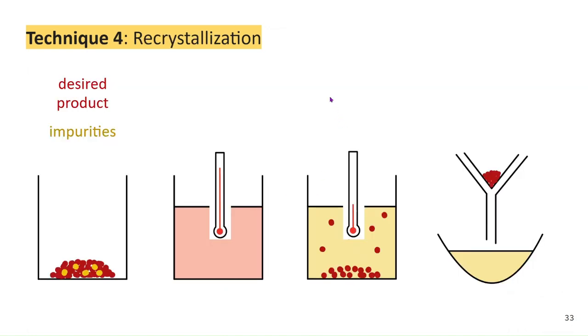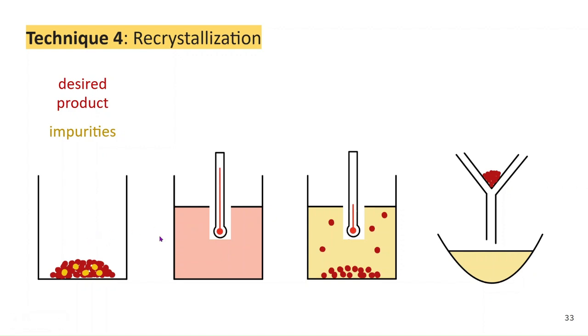Our next technique is called recrystallization. And this one is interesting. This technique is used when the desired product is less soluble in a solvent than the impurities. Right here, the desired product is red, the impurities are yellow. We're saying that our desired product, the thing we want, is less soluble, or harder to dissolve, in our solvent, like let's say it's water. It's harder to dissolve in water than the impurities. That's when we use this technique.